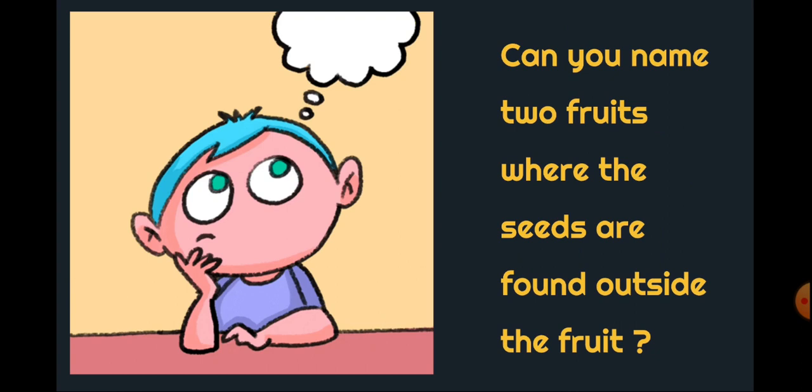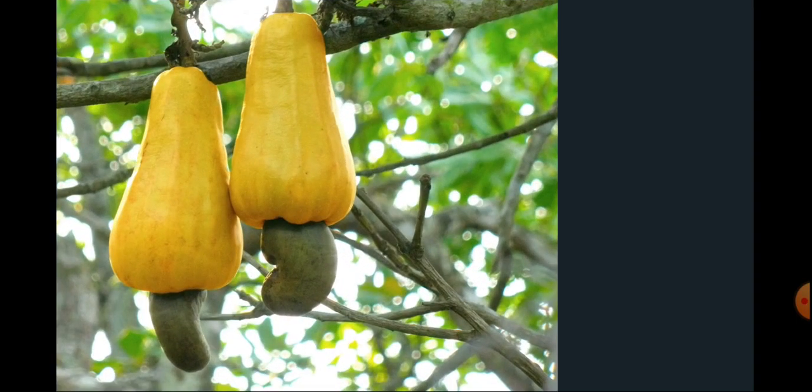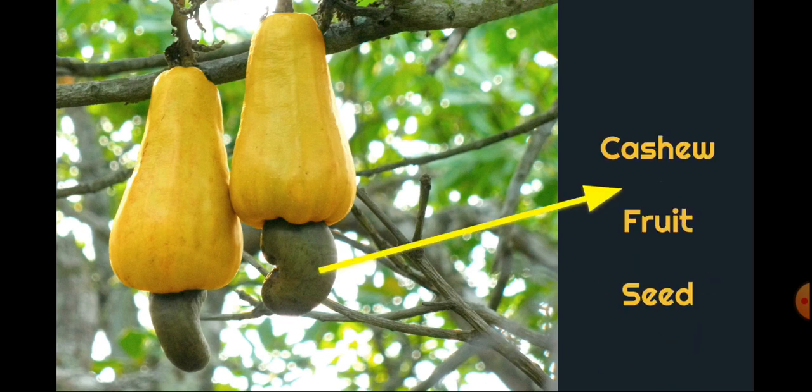Your time starts now. 5, 4, 3, 2, 1. And the answer is cashew fruit. How many of you got your answers correct? Well done, well done. See the seed that is outside the fruit.